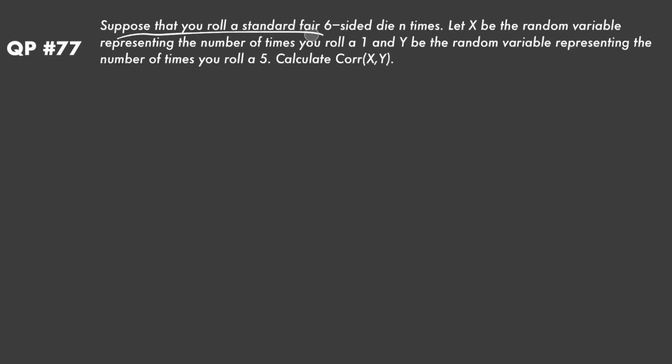So suppose you roll a standard fair six-sided die n times. Let x be the random variable representing the number of times you roll a 1, and y will be the random variable representing the number of times you roll a 5. So what is the correlation between these two random variables?